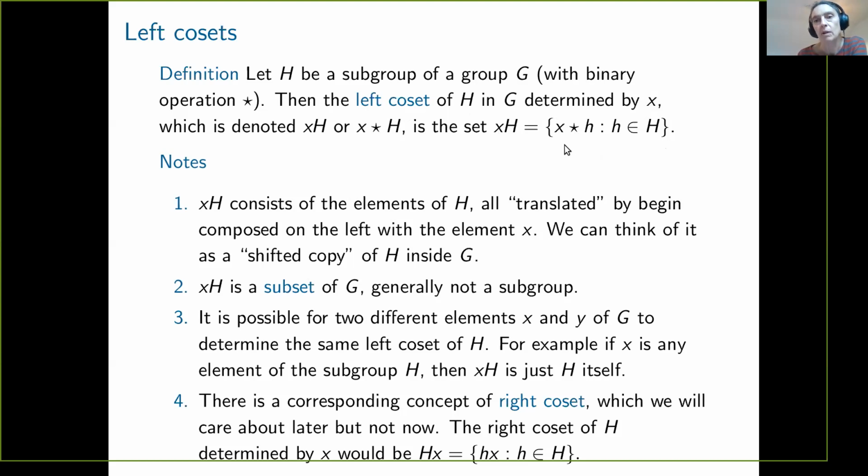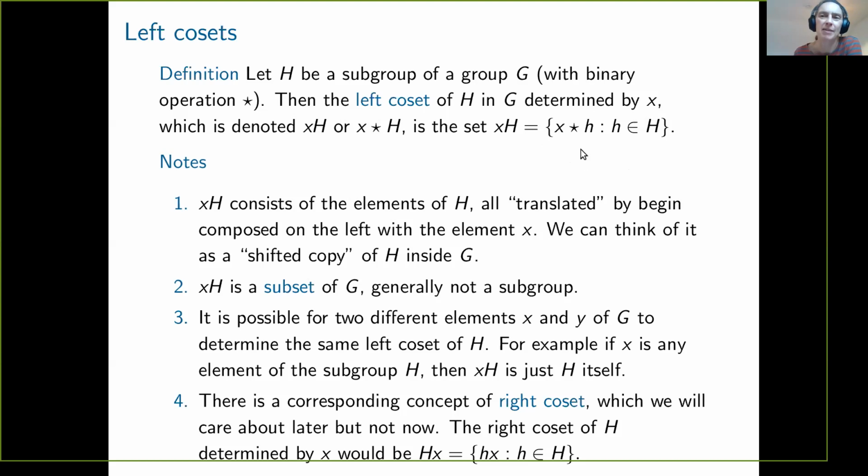Okay, so the setup is we've got a group G, we've got a particular subgroup H in mind, we've got a particular element X in mind as well. And the left coset of H determined by the element X is the set of all elements of the group that can be obtained by taking an element of H and composing it on the left with X using the operation in the group. We'll look at a couple of examples in a minute, but first of all, a couple of comments.